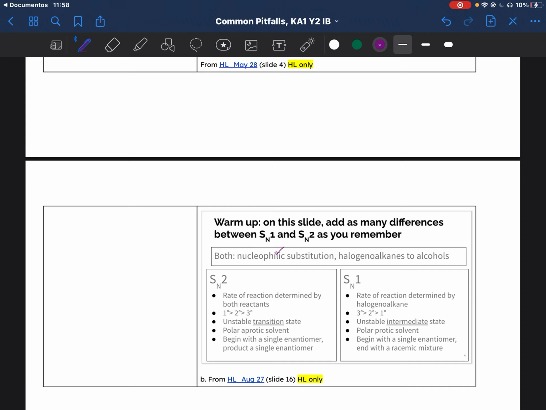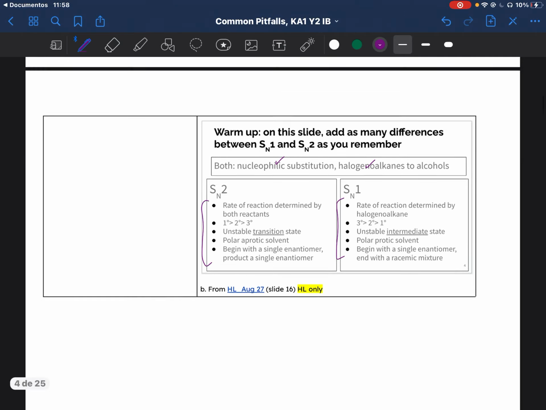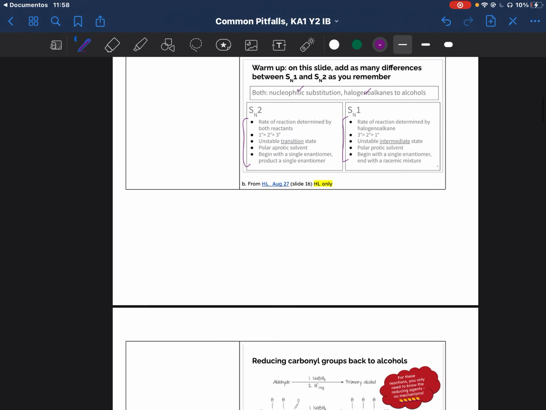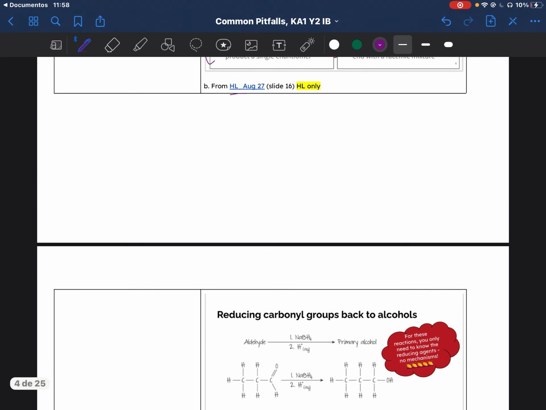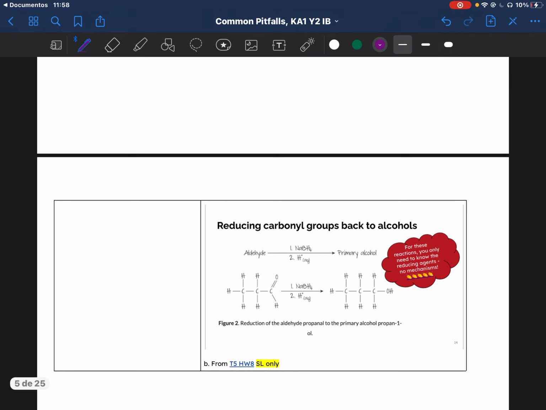Both nucleophilic substitution, haloalkane to alcohols, and then lots of options here for ways that you could compare SN1, SN2. All right. Question B there, we saw this in HL time on August 27th when we were finishing up organic chemistry.